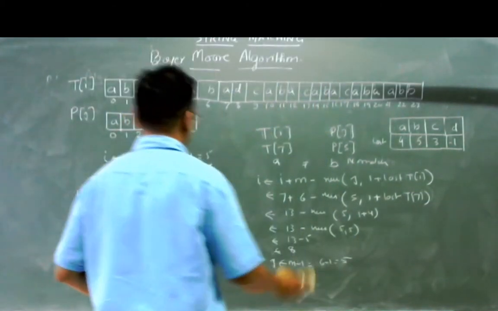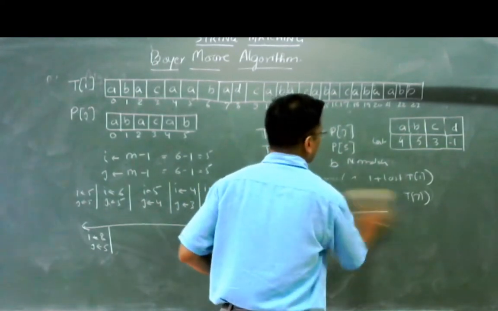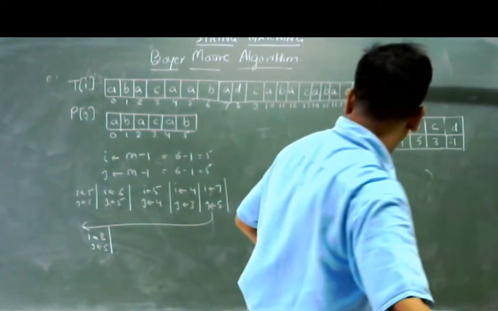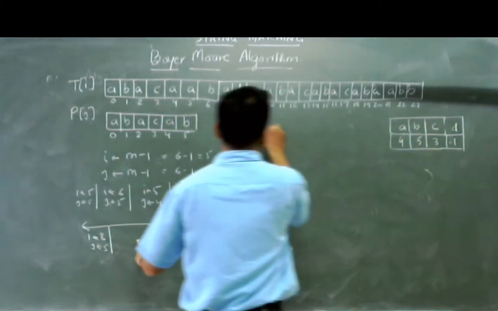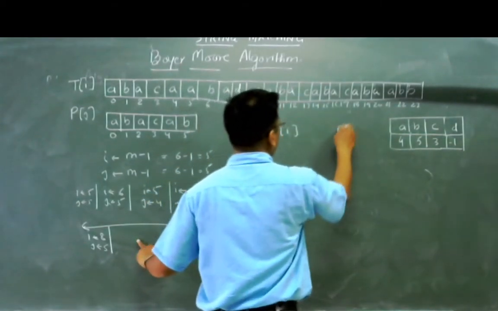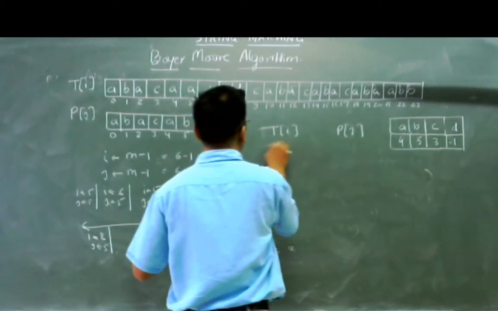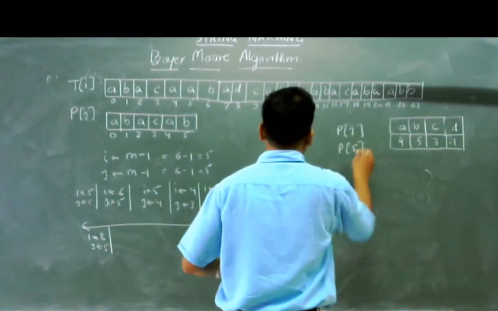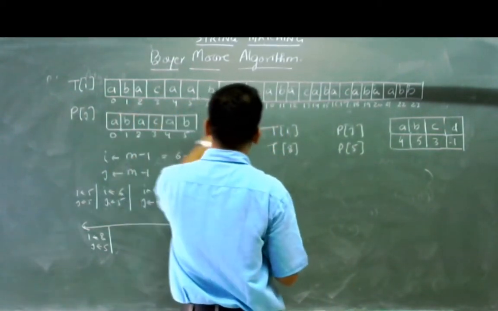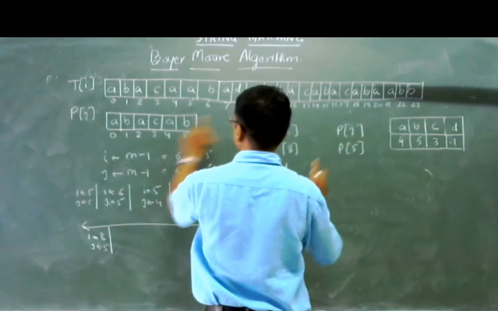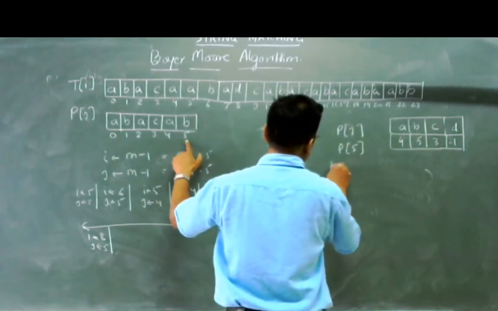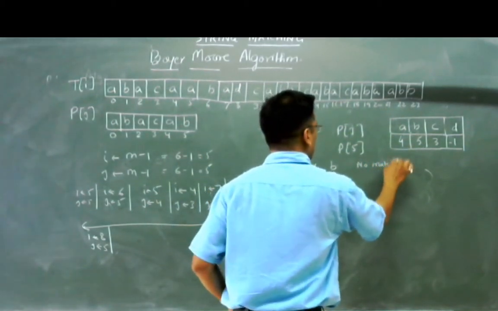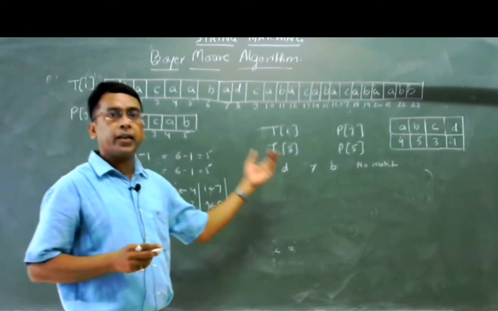So we shall compute the value for this position. Now T_i and P_j. T of i is equal to 8 and j is equal to 5. Now T8 is equal to D and P5 is equal to B. Again no match.